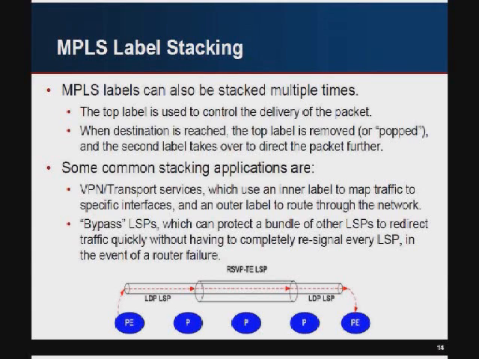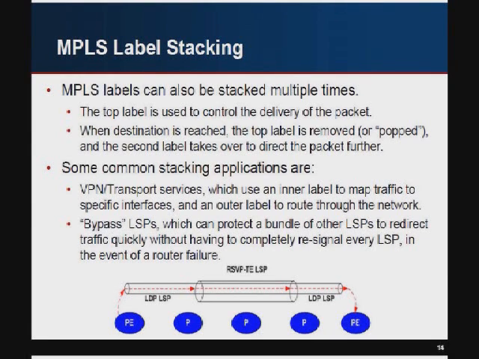MPLS labels can be stacked multiple times. So the top label is what's actually steering the packet at any given moment. And you can add new labels on top of that. You can take an existing MPLS packet and you can stick it inside another MPLS header. The top label is controlling whatever's going on. When you get to the destination that you're trying to reach, that label gets popped. And then if there's another label under that, you can continue forwarding the packet via whatever you're trying to accomplish.